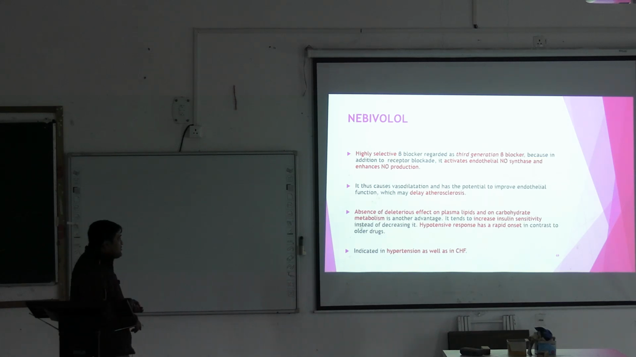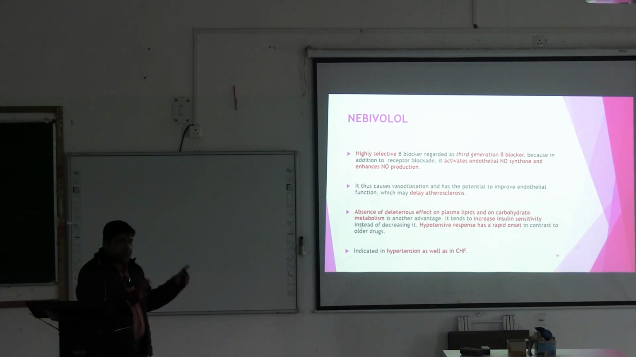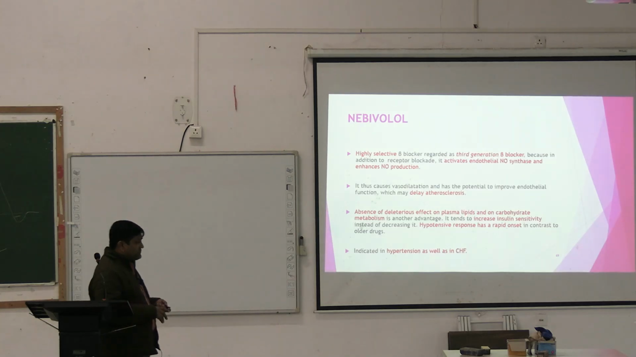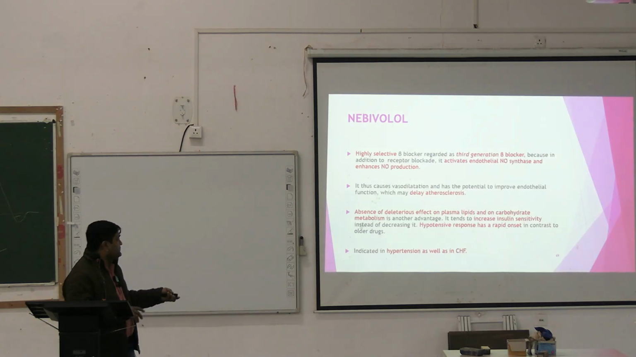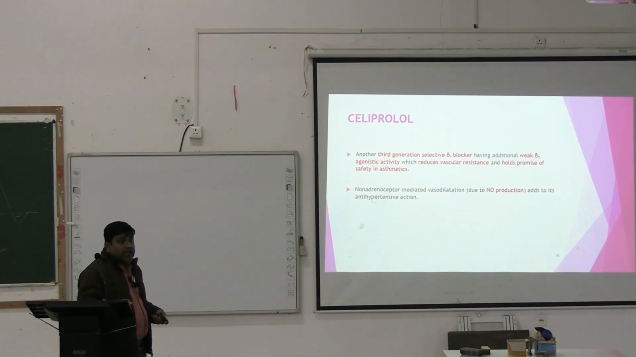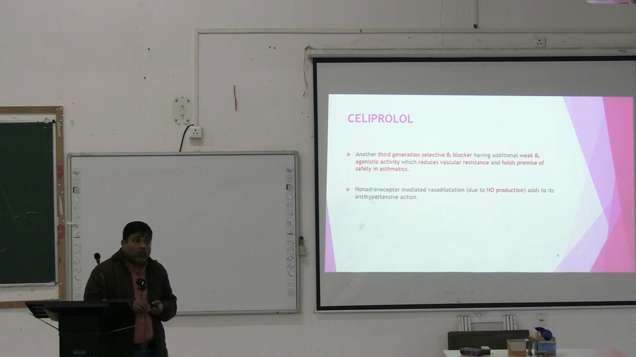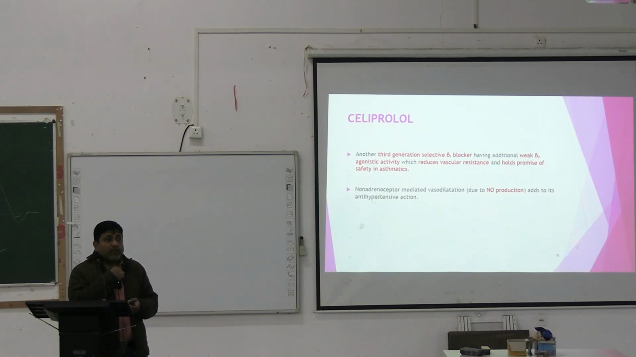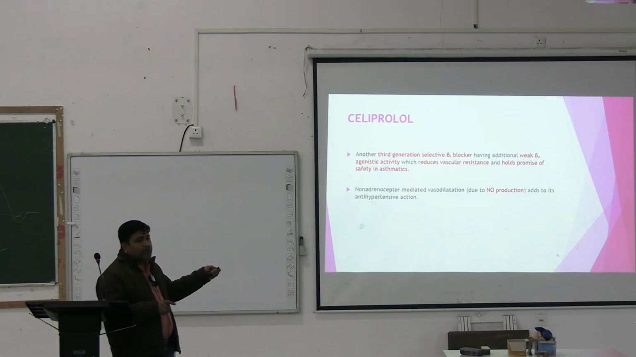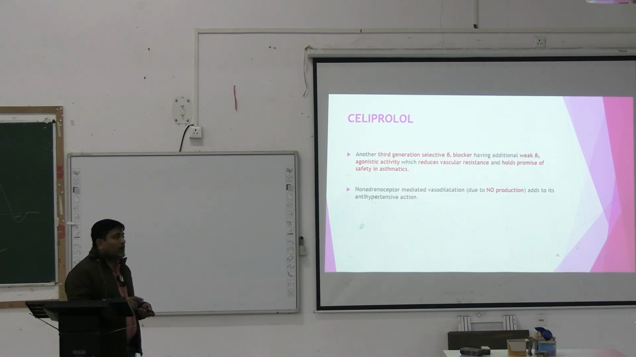They delay atherosclerosis, with absence of deleterious effect on plasma lipid and on carbohydrate metabolism. Celiprolol, it is a cardioselective beta 1 blocker. They have got additional weak beta 2 agonistic activity on bronchial tissue. So, if a beta blocker has to be given in asthma, celiprolol can be preferred because of weak beta 2 agonistic activity.